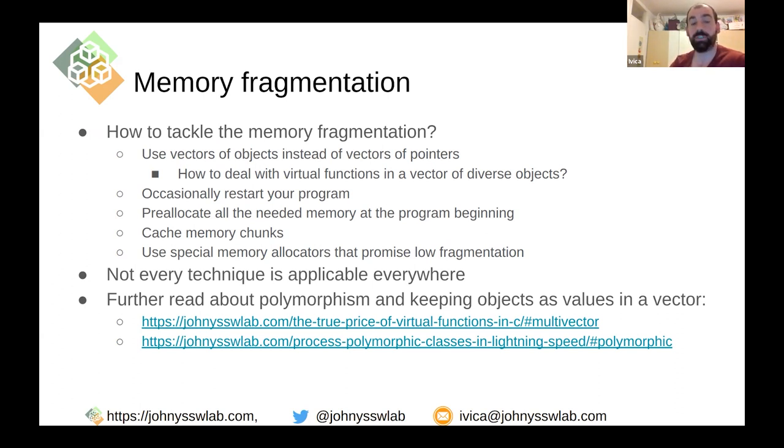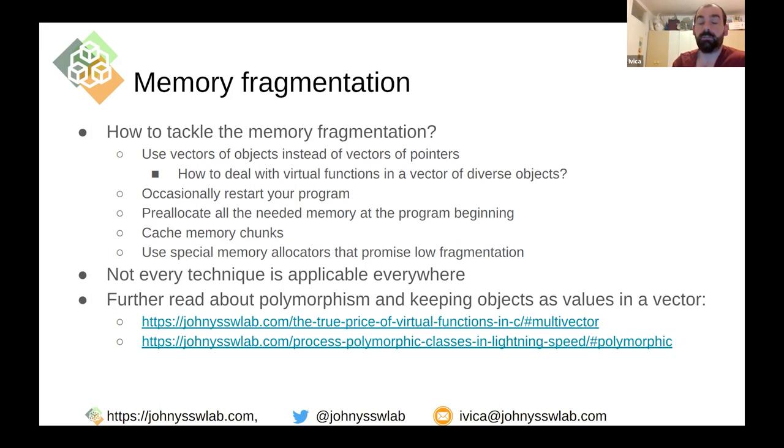What you can also do is pre-allocate all the needed memory at the program beginning. This is also typically done in embedded systems. For example, you say my TV box can have a maximum of 1,000 channels, so you pre-allocate enough memory for 1,000 channels. And from that point on, there is no allocation. There is no deallocation.